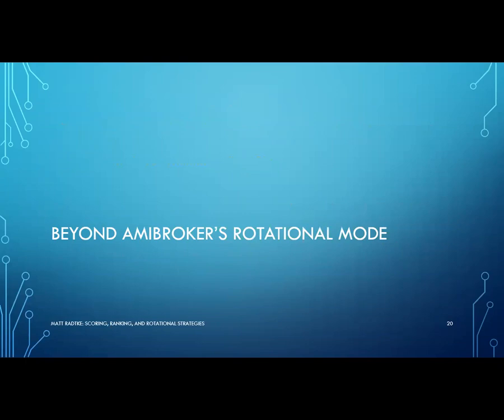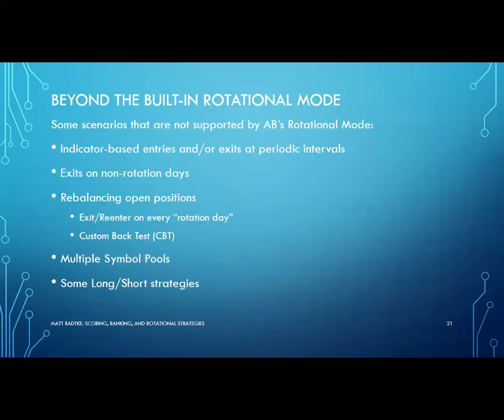So looking beyond AmiBroker's rotational mode, here are some things that are not supported. We just talked about one, which is what if you wanted to have different prices for long and short entries, for example, or if you wanted to have prices that were somehow different than open, high, low, close that you can set in the parameters window or in the settings window. All of that, again, would be kind of unusual.